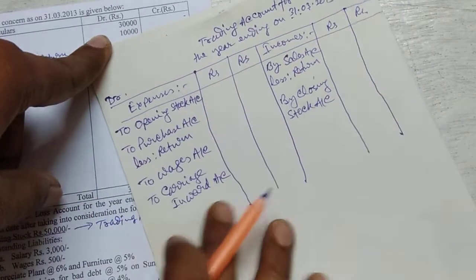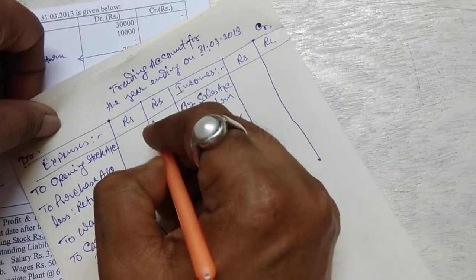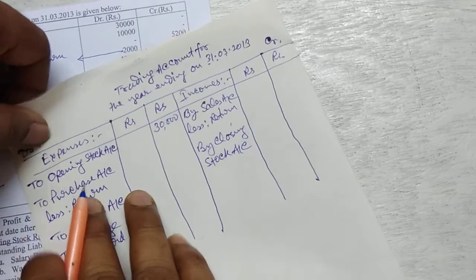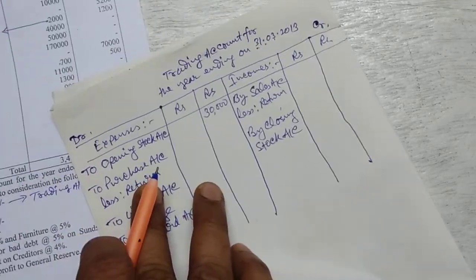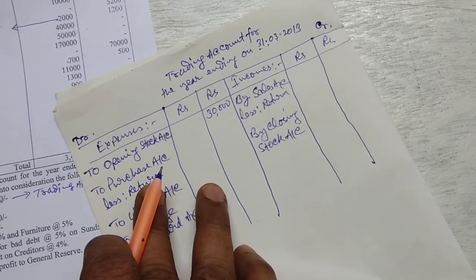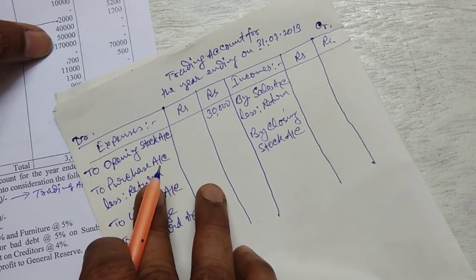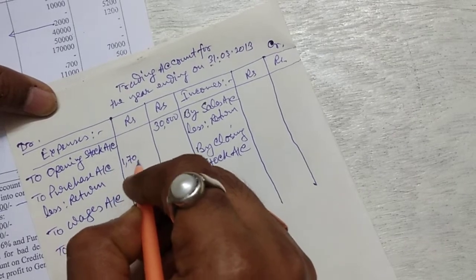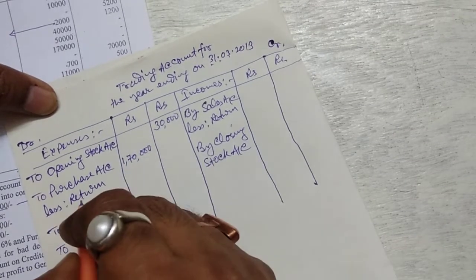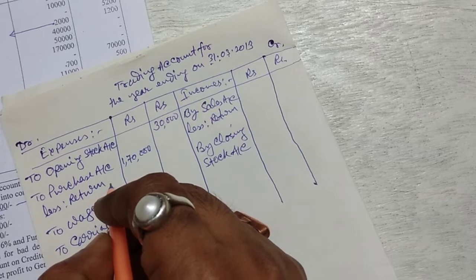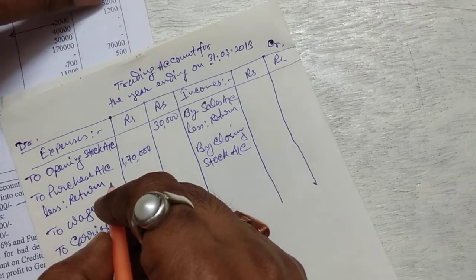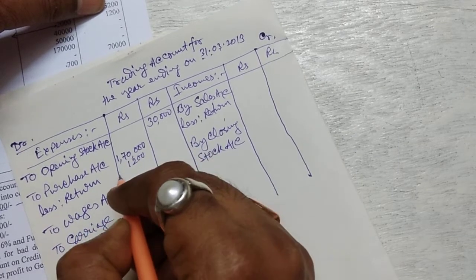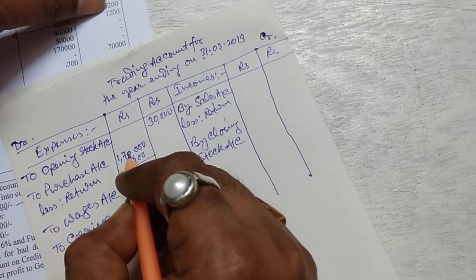So here we write 30,000. Now purchase, what is the amount of purchase? Purchase was 1,70,000. So we should write it in an inner column, because we have to deduct the return, purchase return. What is the amount of purchase return? Purchase return was 1200. 1200 should be deducted from purchase.